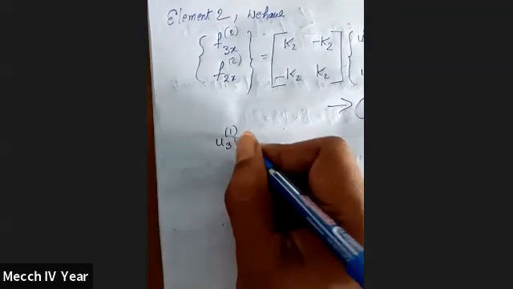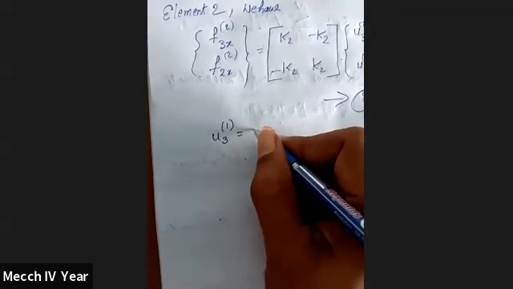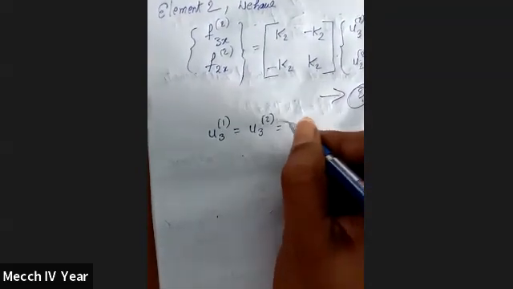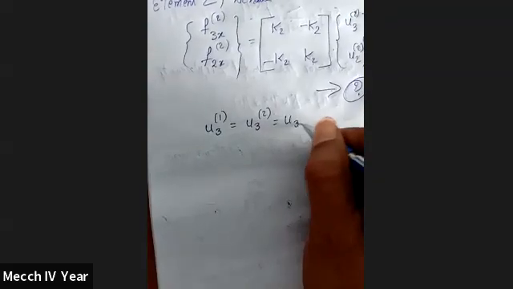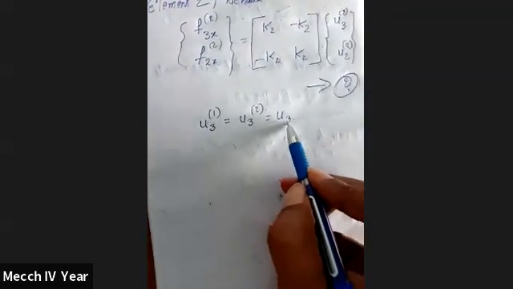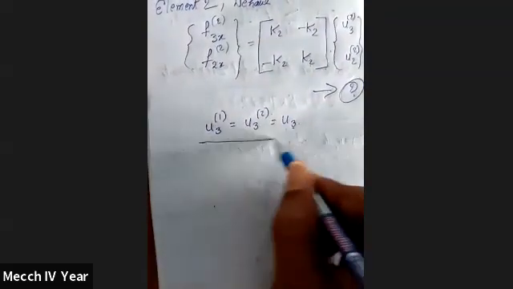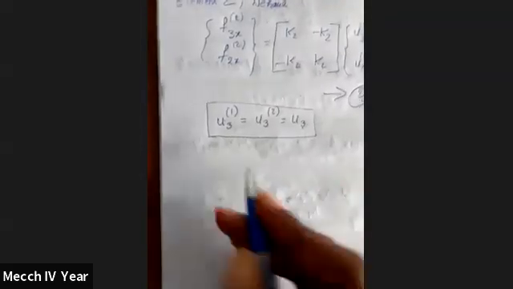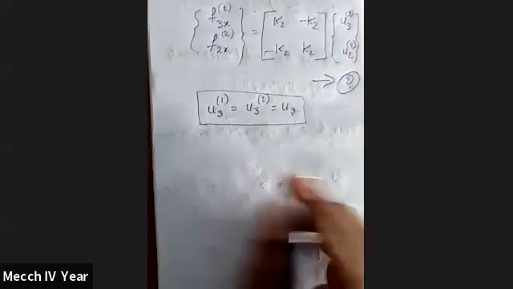U3 of one element is equal to U3 of second element, which is also equal to U3. So U3 of 1, 2 is equal to U3. This is called a compatibility. Okay. And now we are going to take the spring separately.